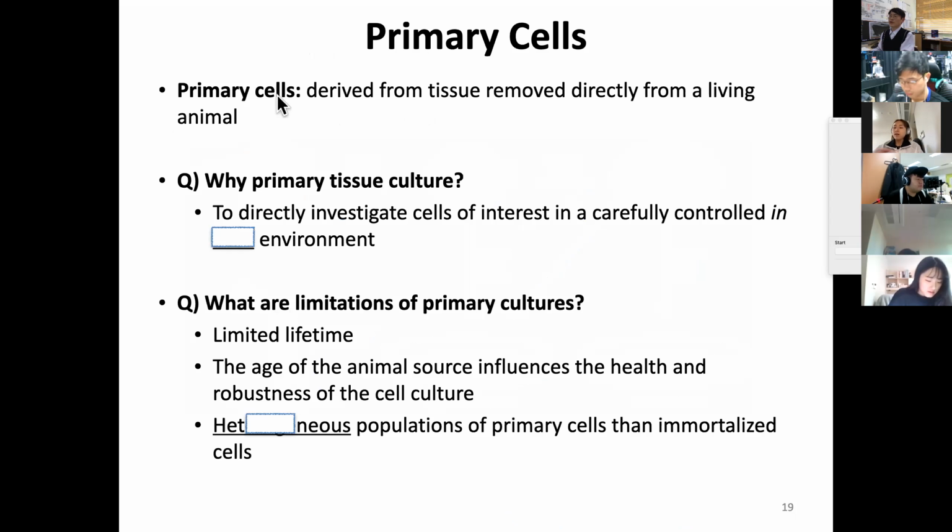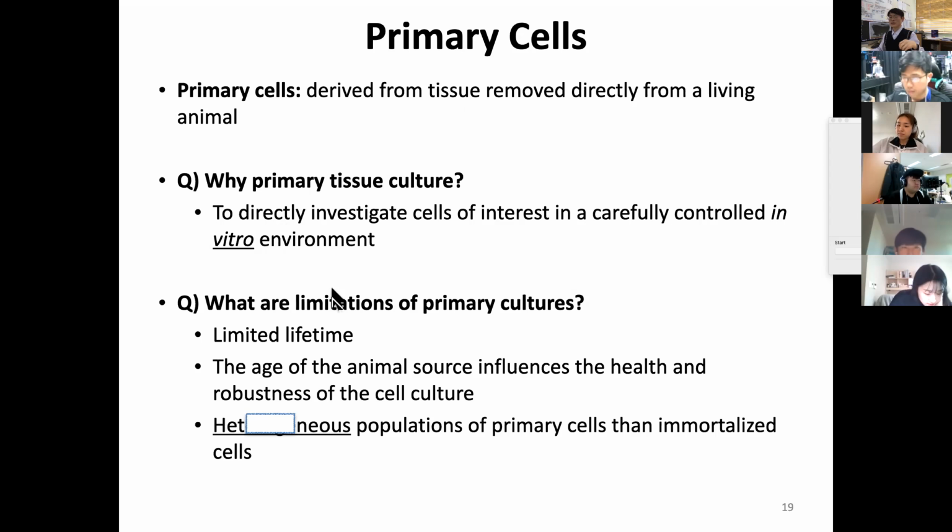So primary is derived from tissue removed directly from a living animal. You kill the animal, you take out the cell, okay? Why do we do this job? To directly investigate cells of interest in a carefully controlled environment, because in vivo study is very complicated. So sometimes, before in vivo, you do this primary, because you can do a controlled in vitro environment. I'm talking about primary cells, but we are running an in vitro experiment.